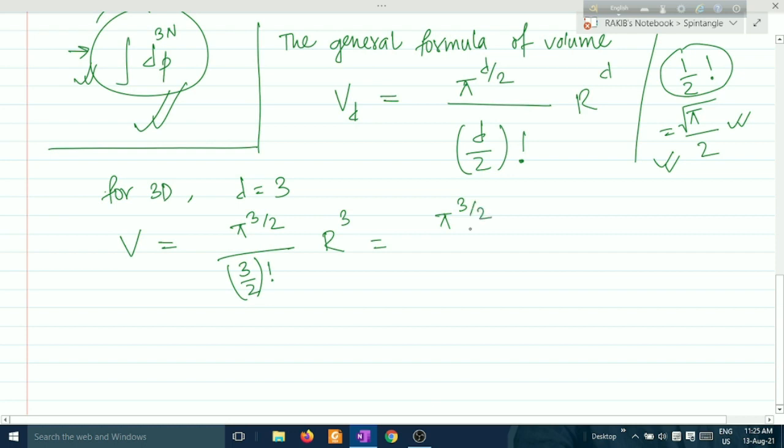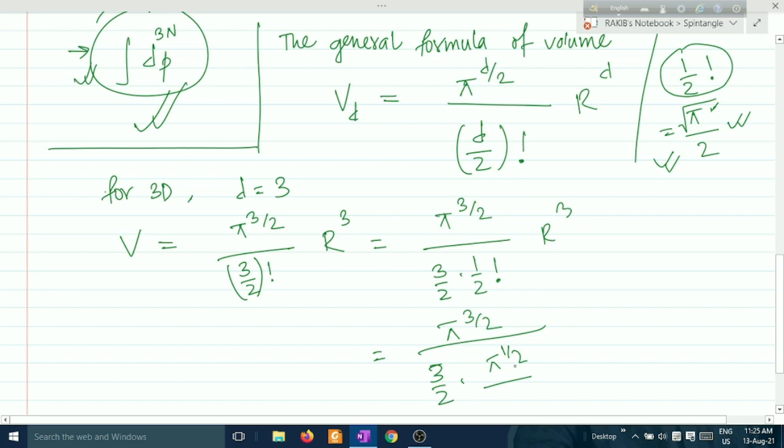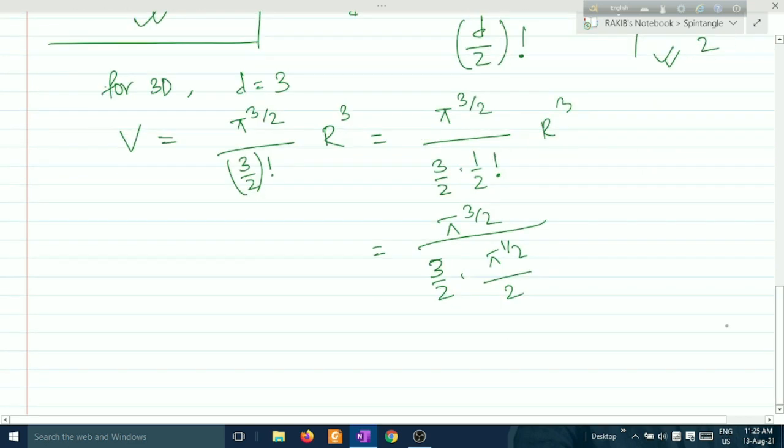This means pi to the power 3 by 2. Here it will be 3 by 2 times 1 by 2 factorial. And here it is R cube. The value of 1 by 2 factorial is what? Pi to the power 3 by 2 is on the numerator, and here it is 3 by 2. And half factorial will be what? Pi to the power... I am not writing this as root over pi, I am writing this as pi to the power half, so that we can cross them up. Therefore it becomes 4 by 3 pi r cube.